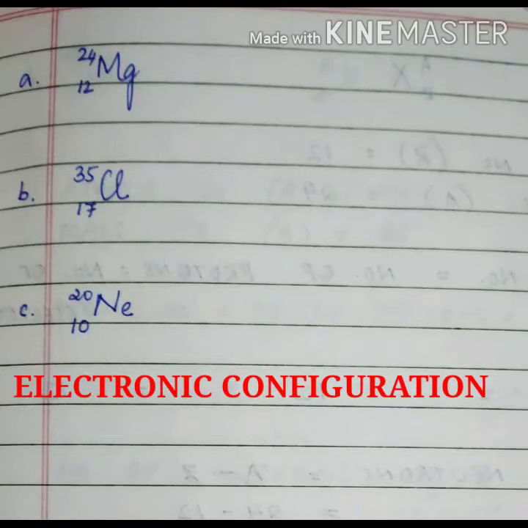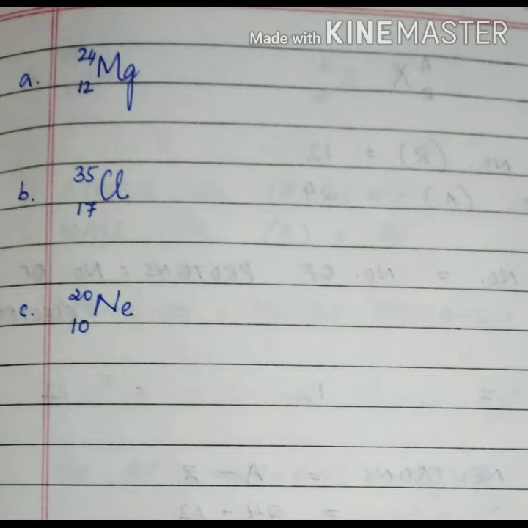Today, we will continue with electronic configuration. And if you see the screen, I have given three different examples: magnesium, chlorine, and neon. So let's start off with magnesium.